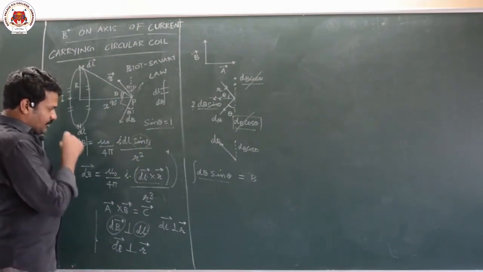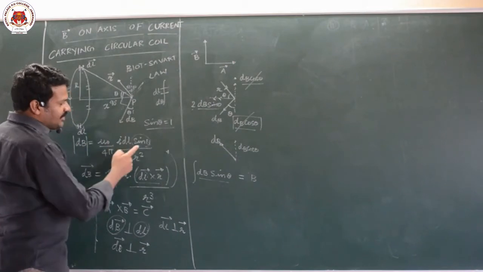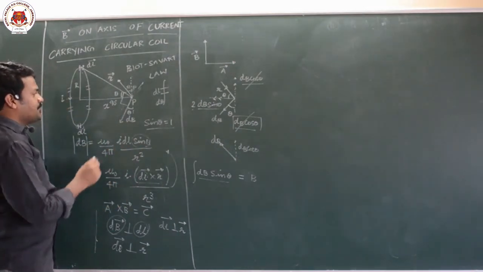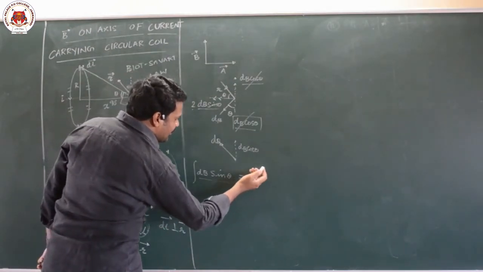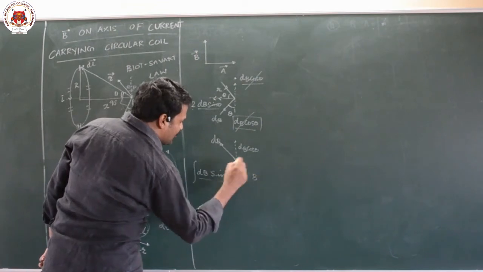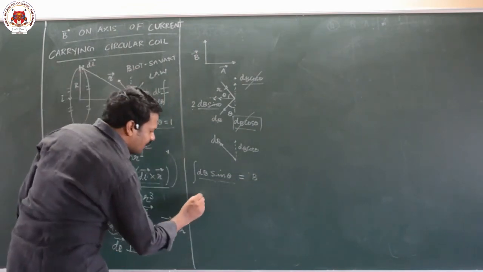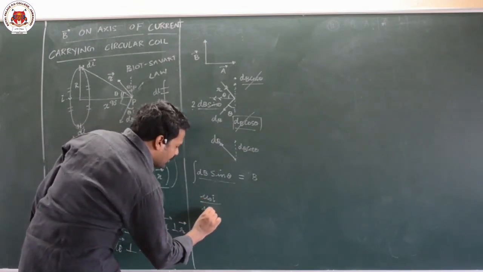From what I have written, μ₀/4π · I dl sin θ, I took θ as 90, so you get 1/r². Now let us see, the net magnetic field due to one element is dB sin θ. If you integrate this, you will get the total value of B. Now let us write dB using the Biot-Savart law: μ₀ I/4π · dl/r².